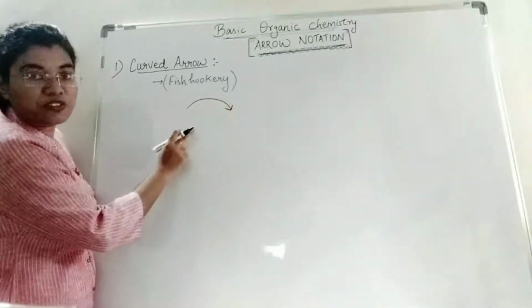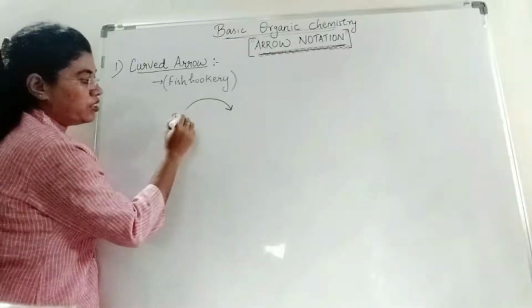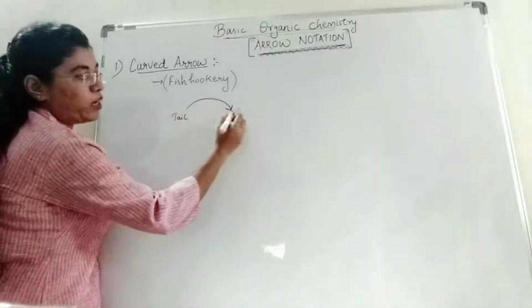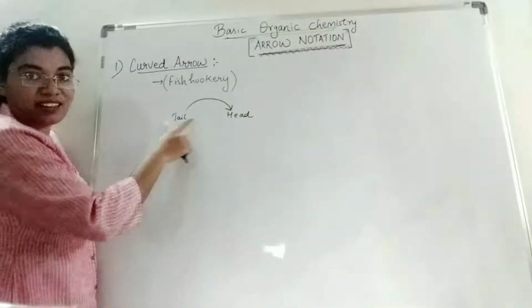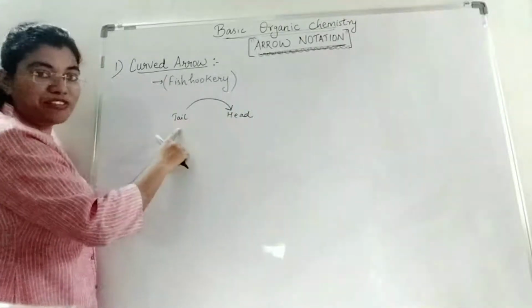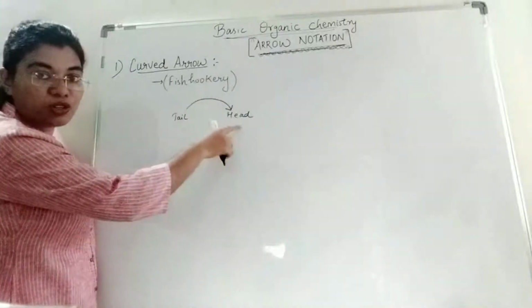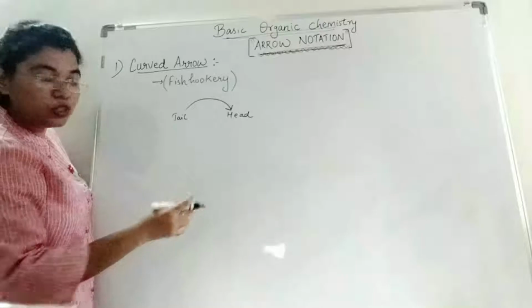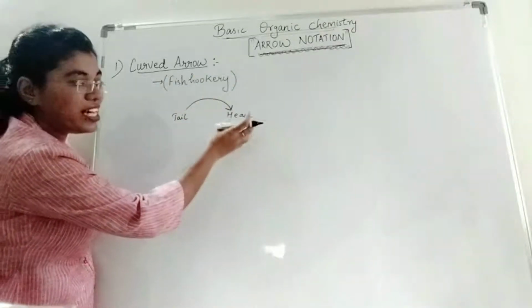See, this is the curved arrow. It is represented this way. Here there is a tail. This is the tail and this one is the head. Tail is from where the electrons are coming, and the head is where the electrons are going. So the electrons will be coming from the tail and then going towards the head.